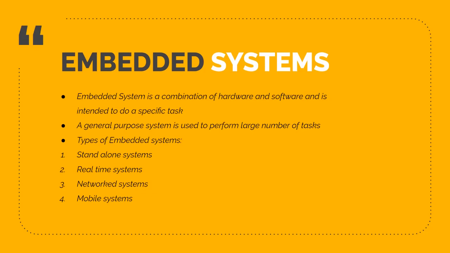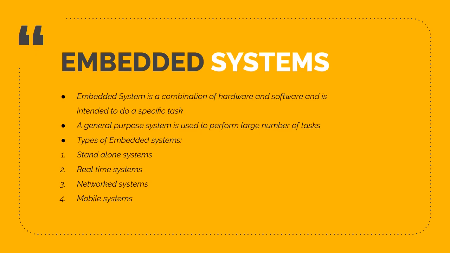Now, what are embedded systems? An embedded system is basically a combination of hardware and software which is intended to do a specific task. There's a lot of comparison between embedded systems and a GPS system. A GPS system is basically used to perform a large number of tasks.